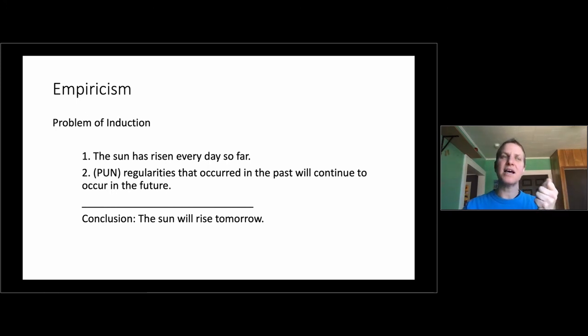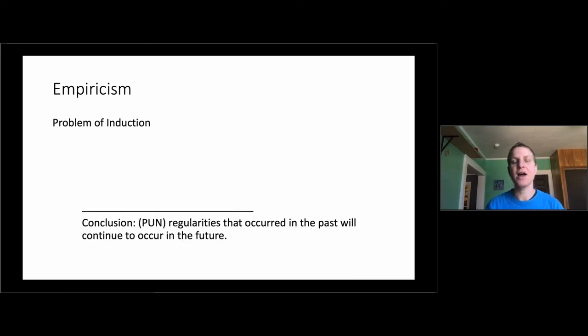And because that's an assumption that we have to make in order to move from the first premise to the conclusion of this argument, what's the problem with this assumption? The problem is that we have no basis for accepting it. We have no reason to believe it. And to see that, let's consider what kinds of reasons might be given in defense of this assumption. So now we're making PUN, the principle of the uniformity of nature, its own conclusion of the argument.